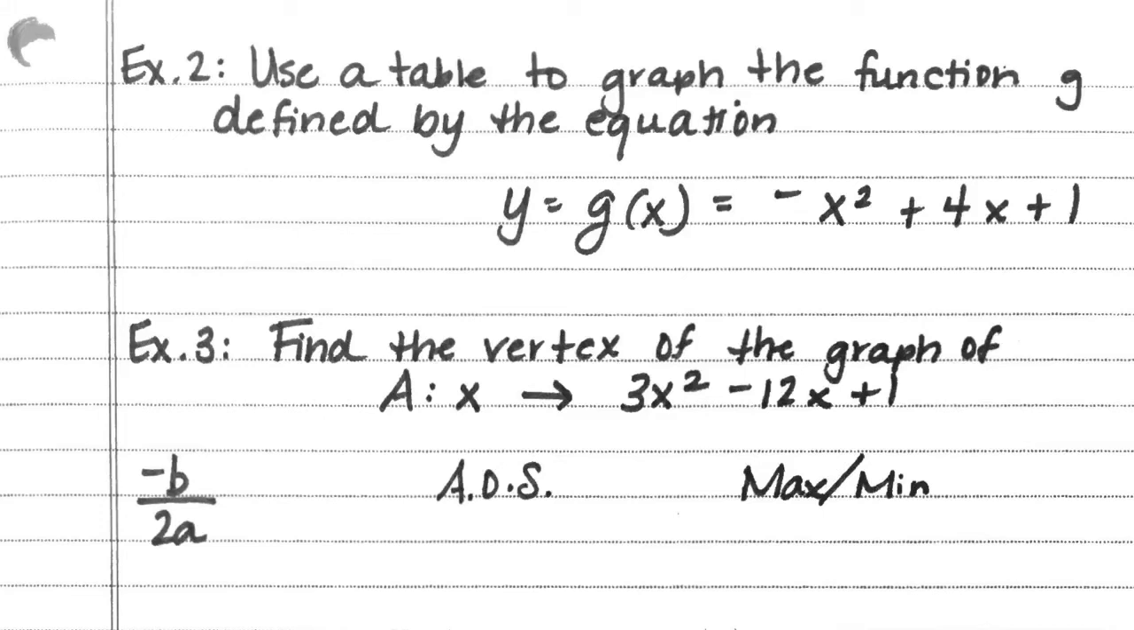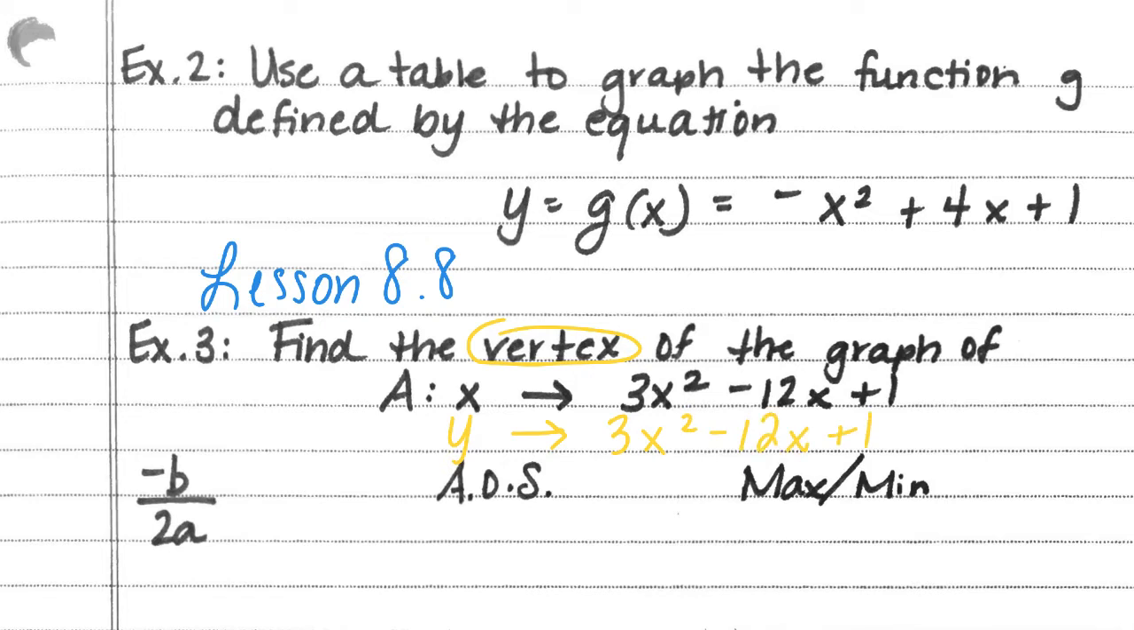Let's work on the axis of symmetry. We are still in lesson 8.8. It's a little bit of a harder concept for us in Algebra 1, but it says find the vertex of the graph of a of x is equal to, remember this a of x is just a fancy way of saying y, is equal to 3x squared minus 12x plus 1.